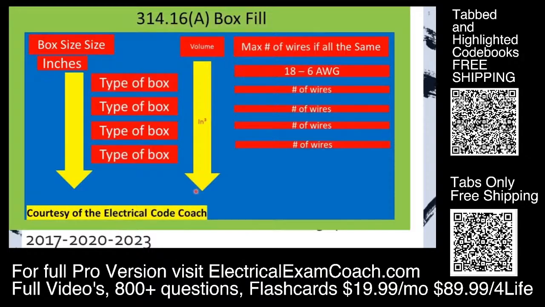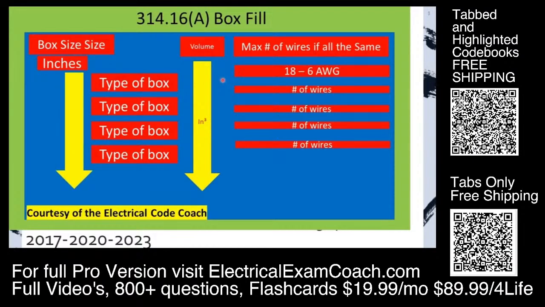The next column that we need to pay attention to is this middle one right here. Now, in the NEC, it actually says a minimum volume, which is kind of deceptive to the installer because it's actually your maximum volume that you're allowed to fill that box. And it's listed in cubic inches. That's all we're concerned with. We're not concerned with any metric designators inside of this table. We want to be dealing with cubic inches.